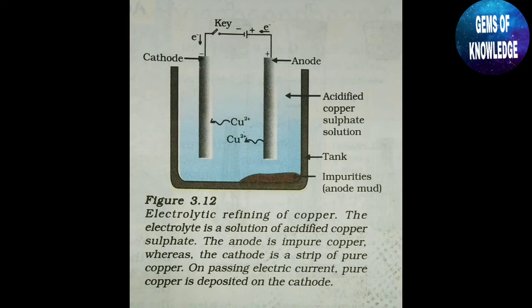Here you can see E, which shows a direction; that is nothing but the direction of flow of the electric current. I hope this experiment of electrolytic refining of copper is clear to you. If you have any doubts regarding this, you can comment down below. I'll surely help you out on this matter.